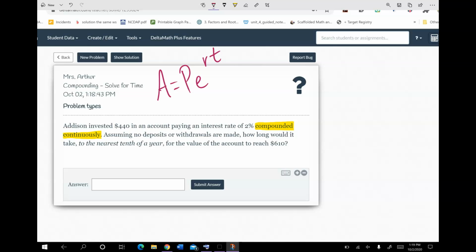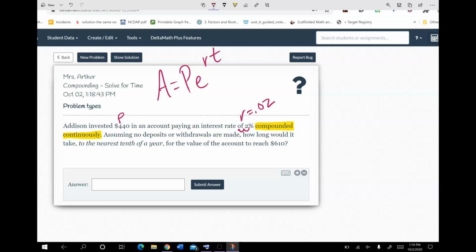So I don't have an N this time, all right? So invested, that means that's my P. Rate, we're going to move that decimal 2 places, so it's 0.02. It said how long would it take to the nearest 10th of a year? 10th. So your decimal places, we'll get to that when we get to rounding. Let's not get too far ahead.